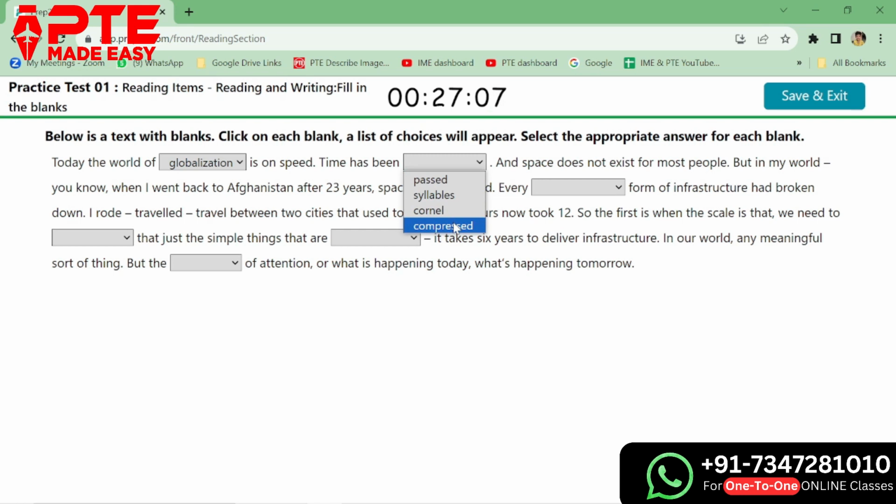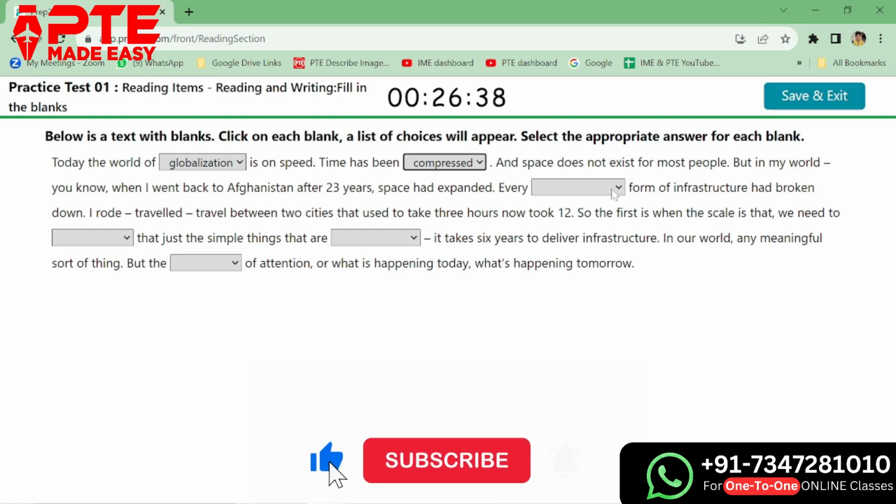As per globalization, time has been compressed. We are able to travel to places in a short span of time. So here, as per the topic, we can use compressed and we'll get to know what exactly it is later on as well. And space does not exist for most people. But in my world, when I went back to Afghanistan after 23 years, space had expanded. So here clearly, space had expanded. But in my world, space had expanded, but time has been compressed.